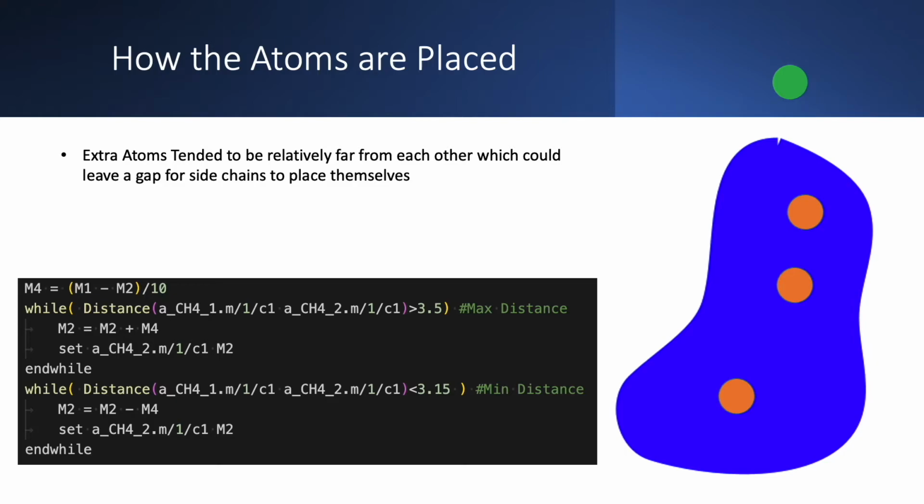Although this strategy places the added atoms along the center of the pocket well, it sometimes places them relatively far apart from each other, which leaves gaps that side chains can bury themselves in. In order to plug any gaps between these added atoms, this small block of code creates a vector between two added atoms at a time and brings them closer to each other in increments a tenth of the initial distance between them. The same block of code was copied and applied to all three atoms.